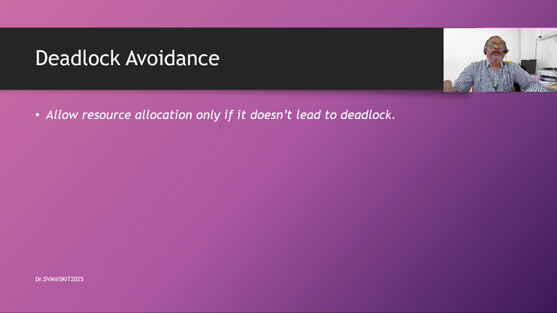Say that if some request has come for allocation, it just looks at the situation and overall what is what. And if it finds that allotting this particular resource to the requesting process leads to deadlock, then that resource will not be allocated. It will be allocated only if there is no chance of deadlock. So that is avoiding the deadlock.